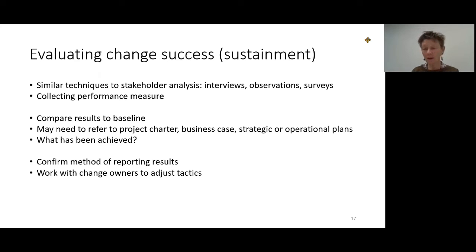So as you go through with this, the piece on the sustainment plan, which is a lot of evaluating change success, you're using those similar techniques that you would have used for stakeholder analysis. Maybe it's interviews or observations or surveys, or a program evaluation piece. It may be performance measures on how people are working. You want to be able to take that information and compare that to your baseline, which is, here's our problem statement where we said we had problems. Do we have a business case as well that we can go back to? You might also need to look at other documents like a project charter, or maybe a strategic or operational plan, to see, have you achieved what you intended to achieve?